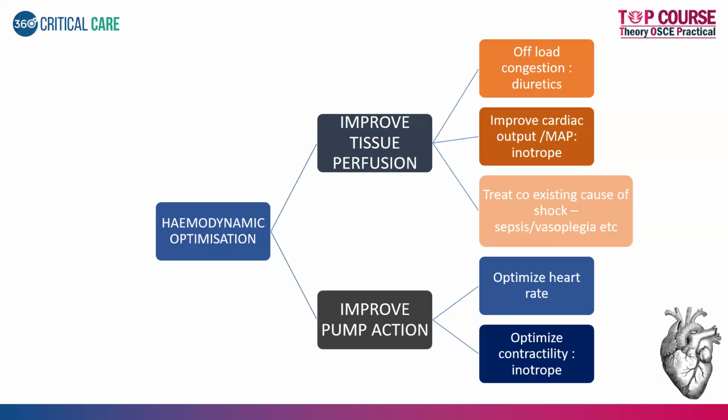At the same time, we need to also address coexisting causes which are usually present. That is sepsis, if the patient has acute decompensated heart failure secondary to a septic etiology, or a patient with vasoplegia because of various other etiologies, even in the post-operative period, or due to any other reason. Coming to improving pump action, we need to optimize the heart rate and also optimize the contractility. That needs some amount of beta blockers to optimize the heart rate, and to improve the contractility, we still need to use an inotrope.